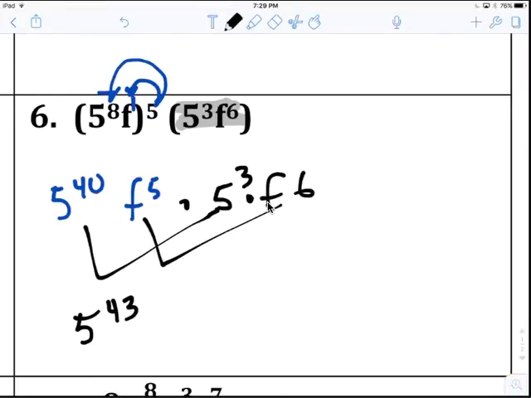Okay, 5 to the 43. And then this one, f has the same base. Okay, so we get f to the 11th.